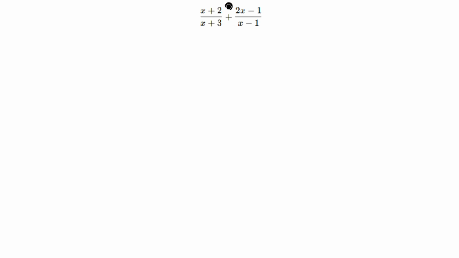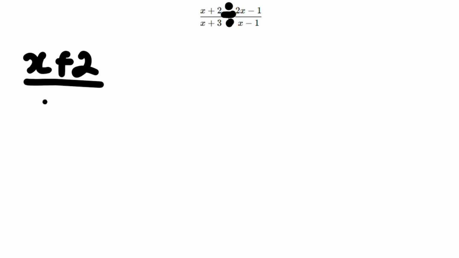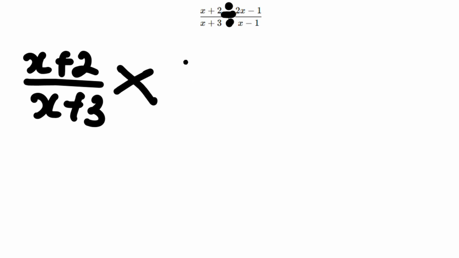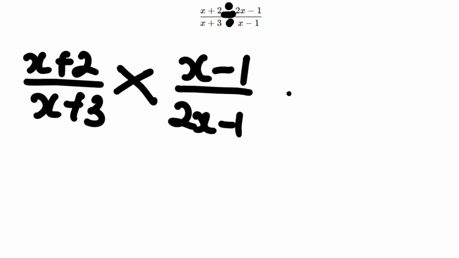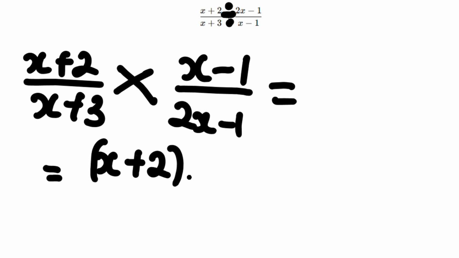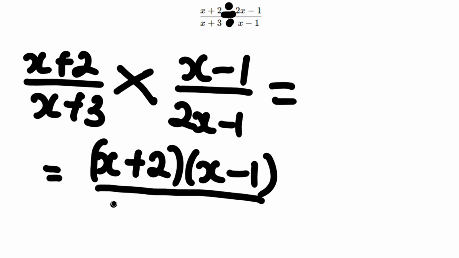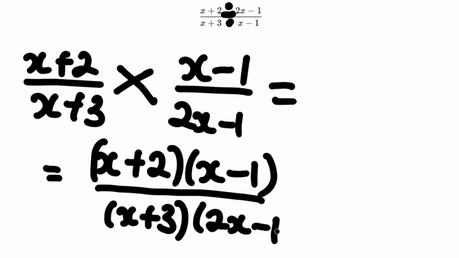Let's see this one, this divided by this. The first fraction, we keep it as it is during the sign transformation. Division turns to multiplication. Then for the second one, we swap the numerator and the denominator. Let me put the equal to sign over here. So it becomes x plus 2 multiplied by x minus 1 all over x plus 3 multiplied by 2x minus 1. This is the final answer for the division.